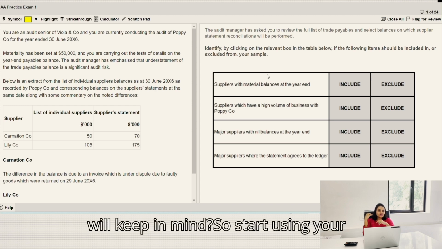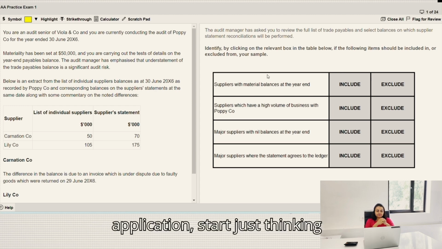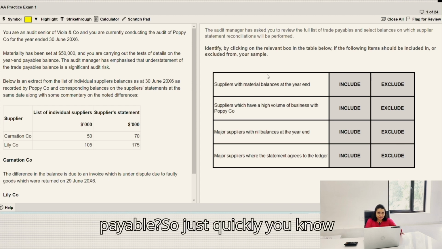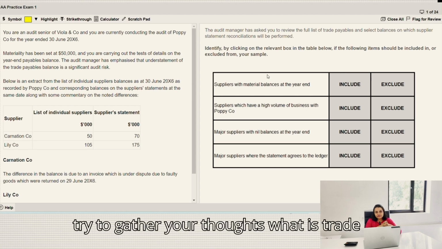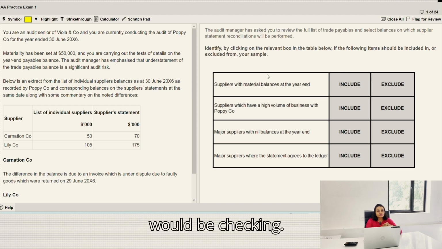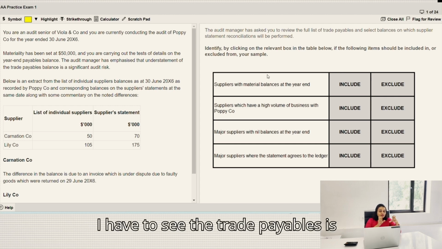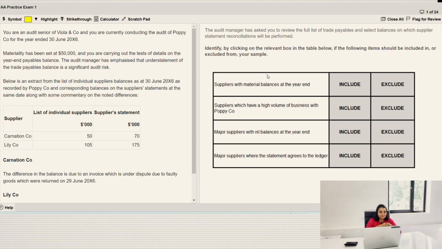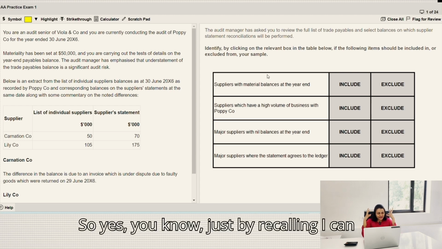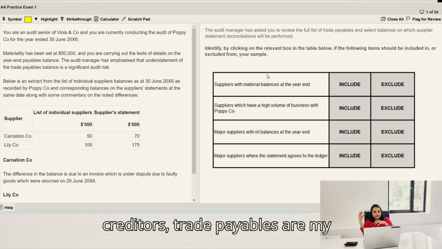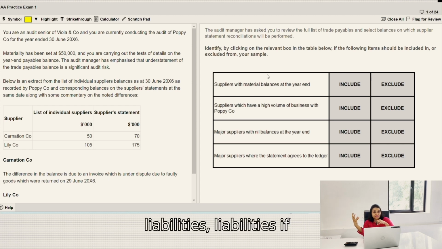So start using your application, start thinking in a normal sense. What is a trade payable? Quickly try to gather your thoughts. What are the factors that I should consider if I have to see that trade payables are accounted for correctly? By recalling, I can figure out that trade payables are my creditors, trade payables are my liabilities.